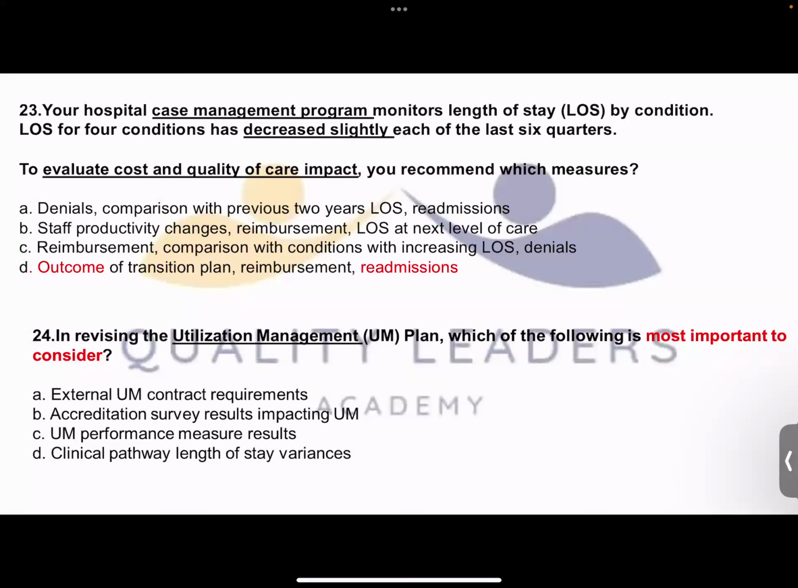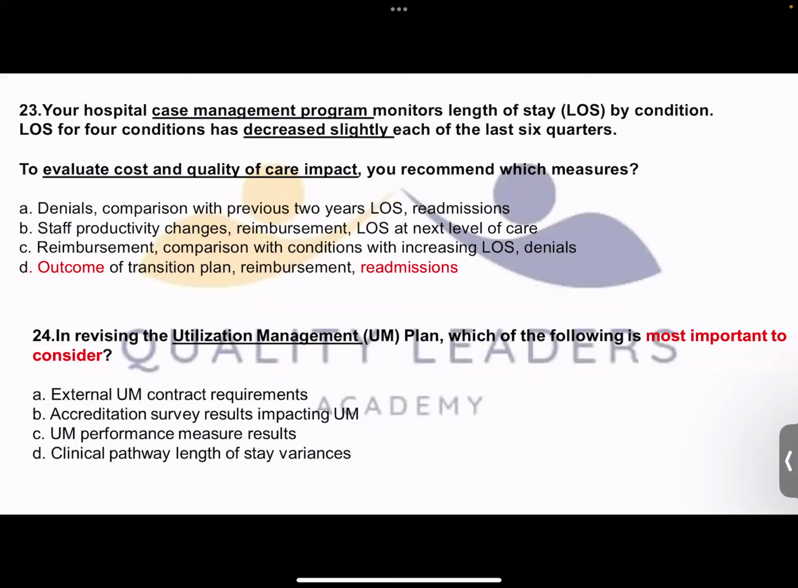Okay, for letter A: denials, comparison with previous 2 years, length of stay, and readmissions. Letter B: staff productivity changes, reimbursement, length of stay at next level of care. C: reimbursement, comparison with conditions with increasing length of stay, and denials. And letter D: outcome of transition plan, reimbursement, and readmissions. What do you think is the answer? Maybe D. Yes, it is letter D.